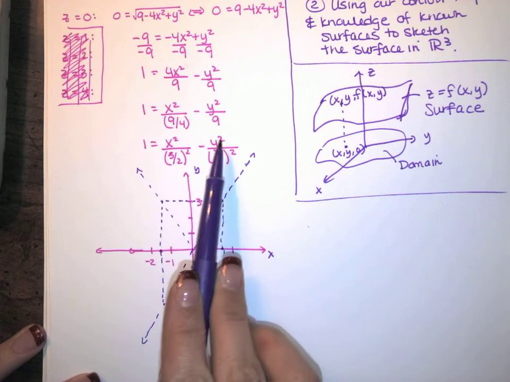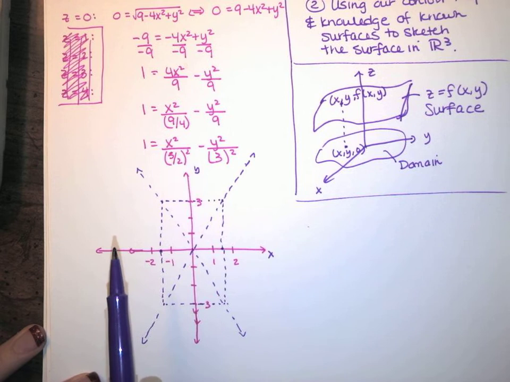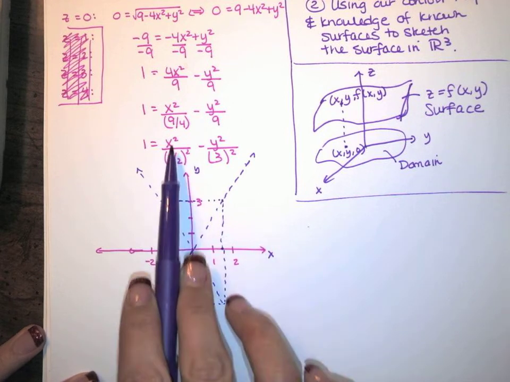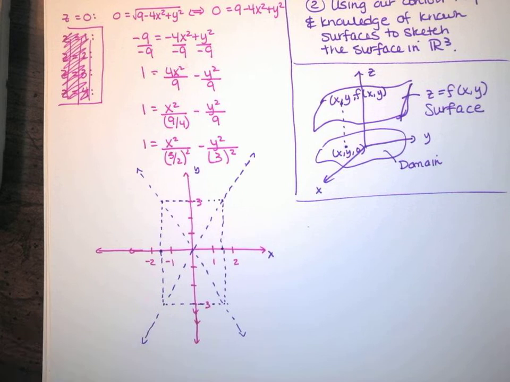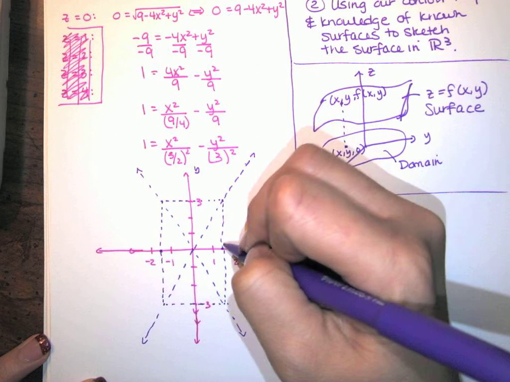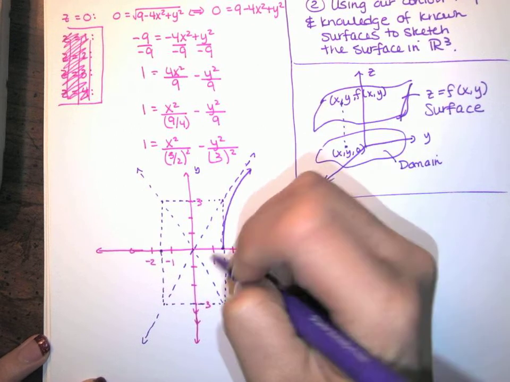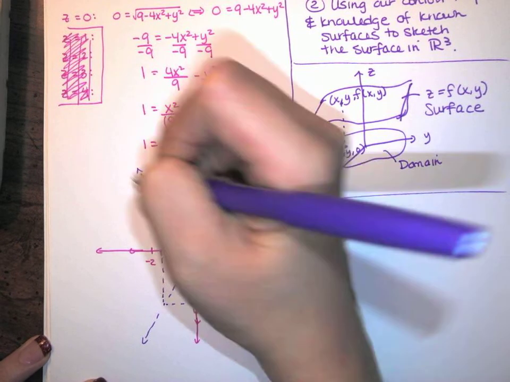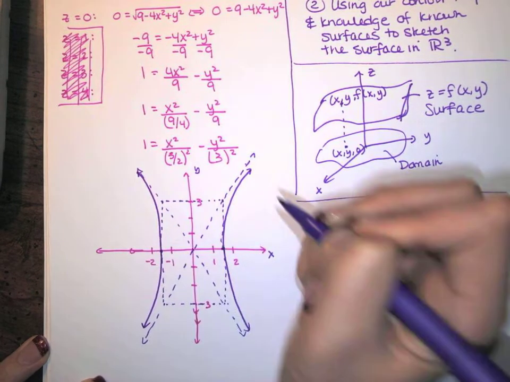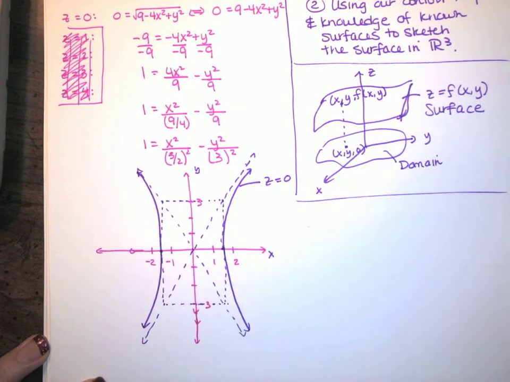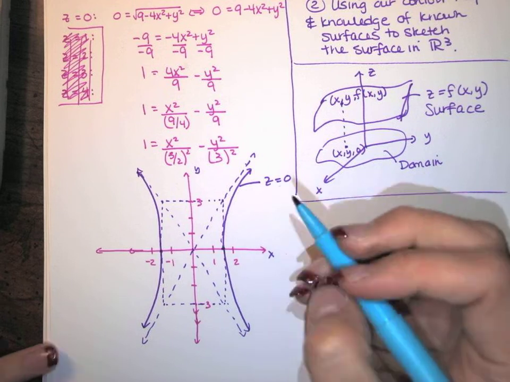Now, since the y is negative and the x is positive, this is going to open in the x direction. Whichever variable is positive, that positive term is associated with the direction that the hyperbola's branches open. So the x is positive, so it's going to open left and right. It's going to look like this. That's what our surface looks like when z equals 0. And I'm going to label that for myself. That's z equals 0. I think we're going to have pretty much the same shape with all the other z values as well. So let's look at what happens when z equals 1.